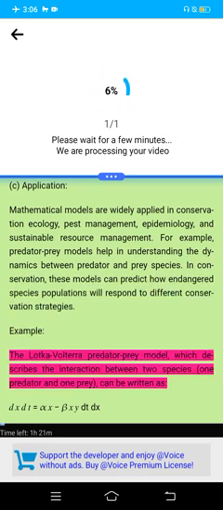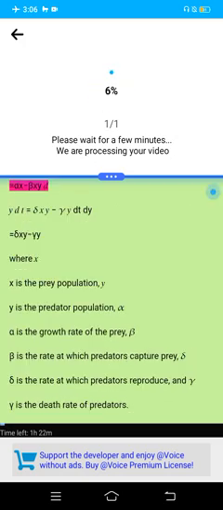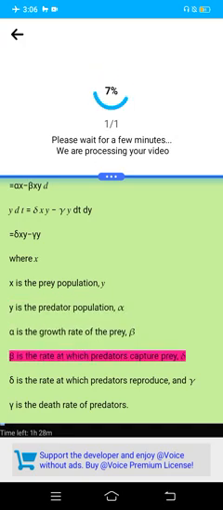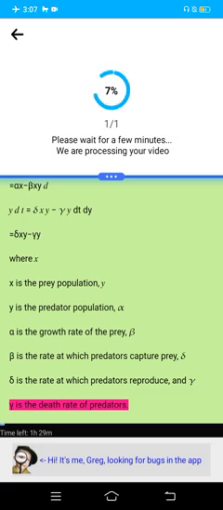Example. The Lotka-Volterra predator-prey model, which describes the interaction between two species, one predator and one prey, can be written as dx/dt equals alpha x minus beta xy, and dy/dt equals delta xy minus gamma y, where x is the prey population, y is the predator population, alpha is the growth rate of the prey, beta is the rate at which predators capture prey, delta is the rate at which predators reproduce, and gamma is the death rate of predators.